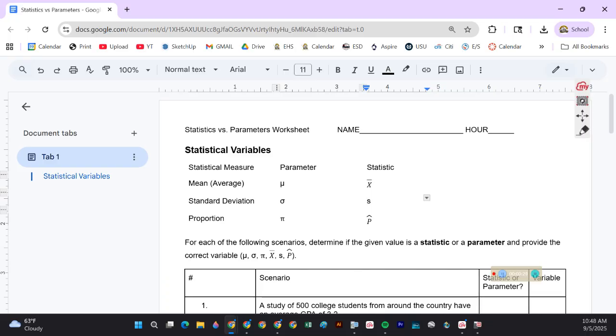So we talked a little bit about the difference between a population and a sample. So a population would be everyone. Now a population could be all of the students at Emory High School. Right? A sample would be some subset of that population. So you guys are a sample of the Emory High School population. And the Emory High School population is a sample of all high school students in Utah or in the country. Okay? And we need to be able to distinguish between values that are populations and values that are statistics.